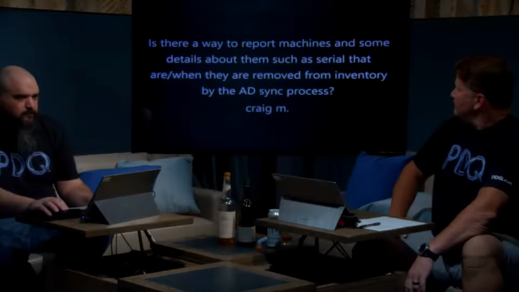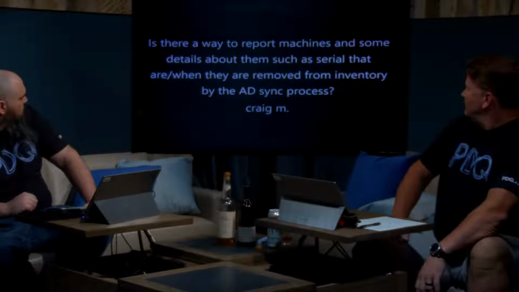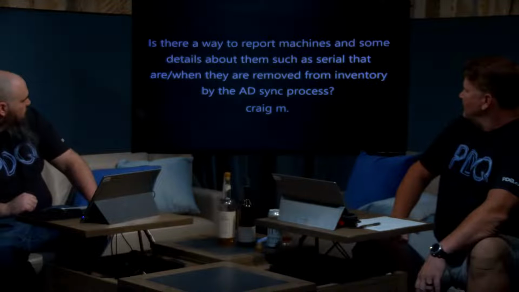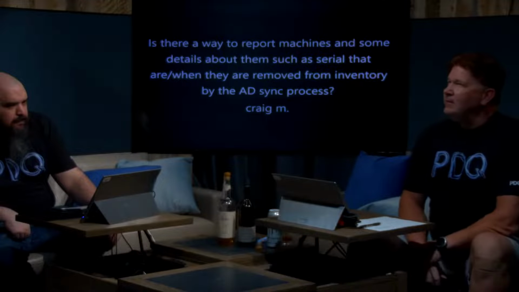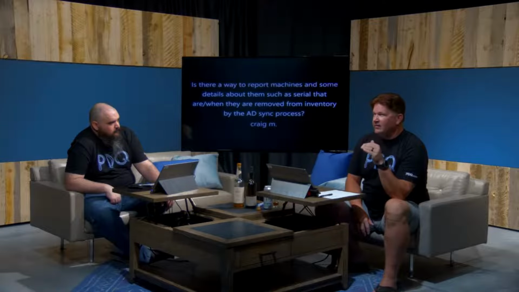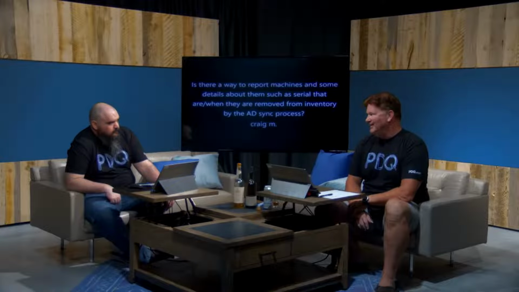Let's do another. Dear Lex and Dear Jordan, is there a way to report machines and some details about them, such as serial, when they are removed from inventory by the AD sync process? Thanks, Craig M. Okay, so typically if you do a full AD sync, right, you delete it out of Active Directory, it is going to, on the next sync, remove it from inventory. There is no trigger to indicate that that's being done.